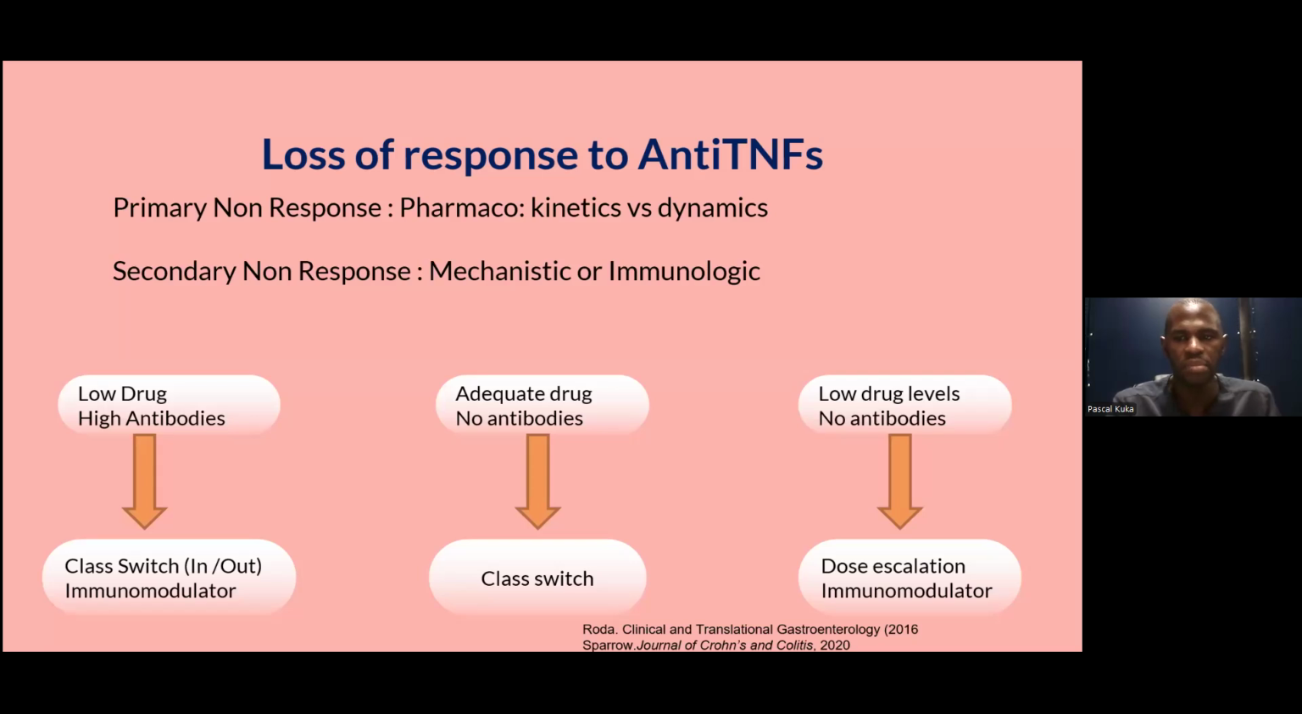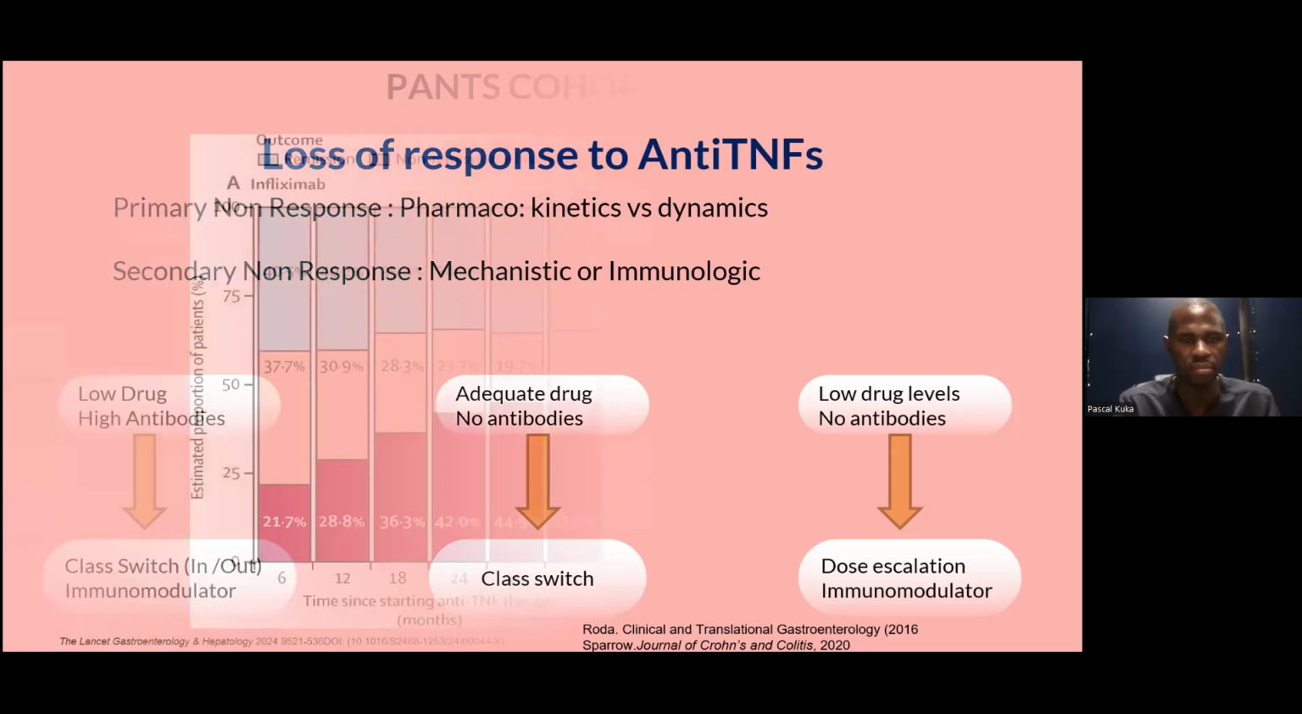So, in terms of monitoring these patients, the key things that are checked for are, one, the drug levels as well as the antibody levels. And with those two different measures, you're able to decide whether indeed you need to do class switching, either within the class or out of the class, as well as initiation of an immunomodulator in case the patient is not on any. But in cases where you don't have any antibodies, then consideration of dose escalation, which, as you know, can be done in terms of either increasing the doses or reducing the frequency of administration of the drugs.